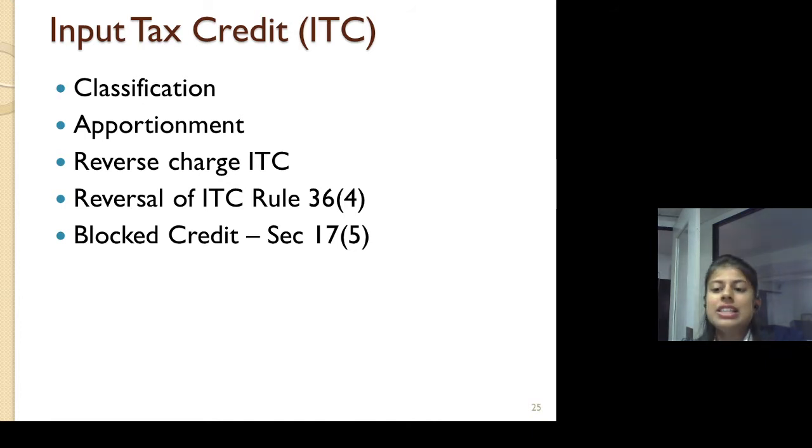That means whatever supplies I have made, whatever input I have taken, that is genuine, that will be verified by my vendors through 2A. Now in that 2A, there is Rule 36.4. This was a rule that if my 2A is not showing my full credit, I am not supposed to take that credit. I can take a credit which is 20% more of my eligible credit. I'll explain this with the help of an example.